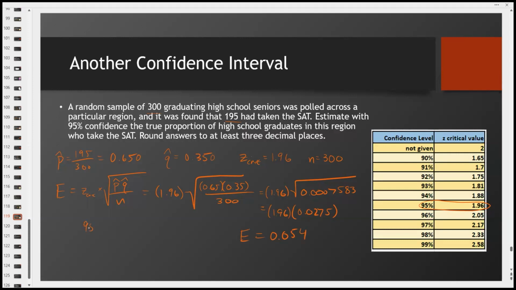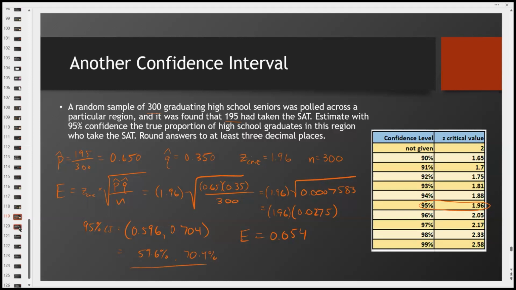And so for our 95% confidence interval, 0.650 minus 0.054, the boundary is going to be 0.596, and 0.650 plus 0.054. So we can be 95% confident that the true proportion of high school graduates who take the SAT is between 59.6% and 70.4%. So 95% confident, somewhere between 60 and 70%.